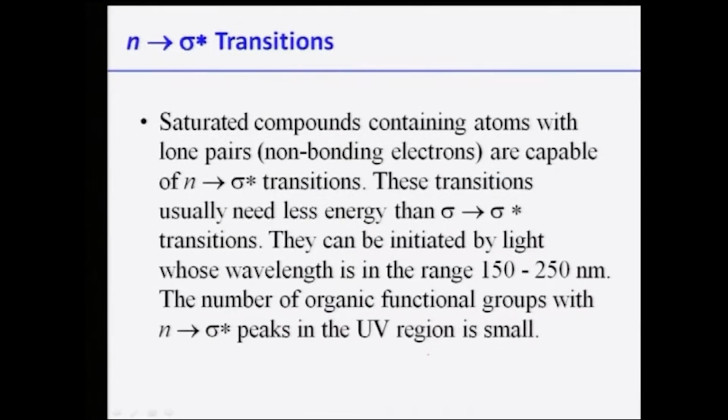And then the n to sigma star transition, that is non-bonding to anti-bonding sigma star. Saturated compounds containing atoms with lone pair, non-bonding electrons are able to undergo these transitions. This transition usually needs less energy than the sigma to sigma star. Sigma to sigma star, because you are going from bonding to anti-bonding, cannot be initiated by light whose wavelength is in the range of 150 to 250. The number of organic functional groups with n to sigma star peaks in the UV region is very small, because their range is 150 to 250.